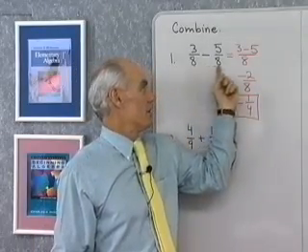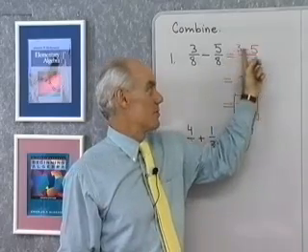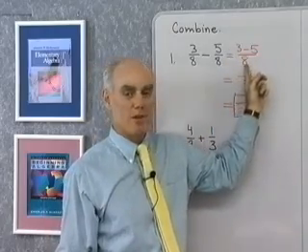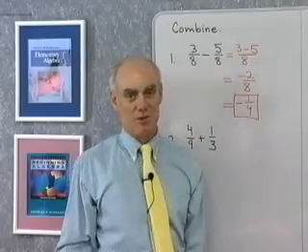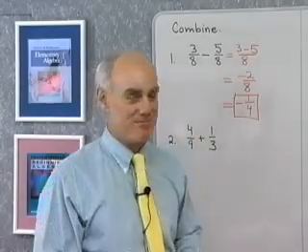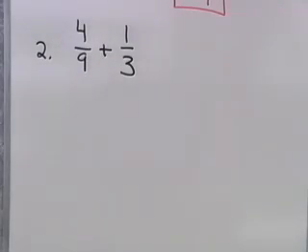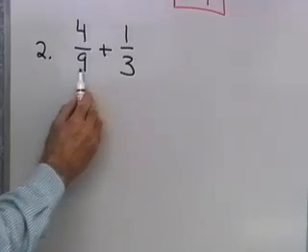And I notice, first of all, that the denominators are the same, so I simply subtract numerators, put the result over the common denominator, then reduce to lowest terms if I need to. Let's try another one. Here I have 4/9 plus 1/3. They both have to have the same denominator in order for me to add them.